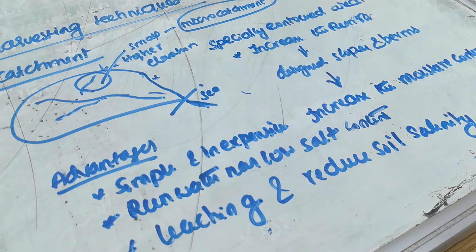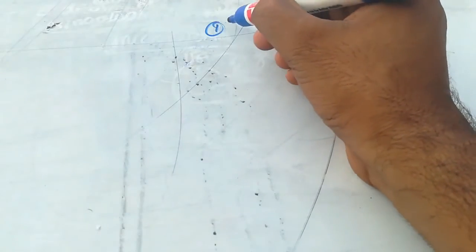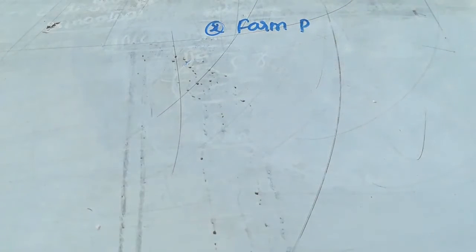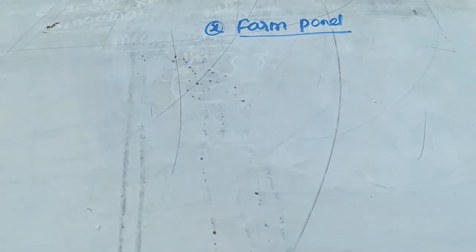Another technique, apart from the micro catchment, is the farm pond. What do you mean by farm pond? Next after micro catchments is the farm pond. This is one small type of pond. We can see the diagram in your notes, so please refer to your notes for a more detailed diagram.